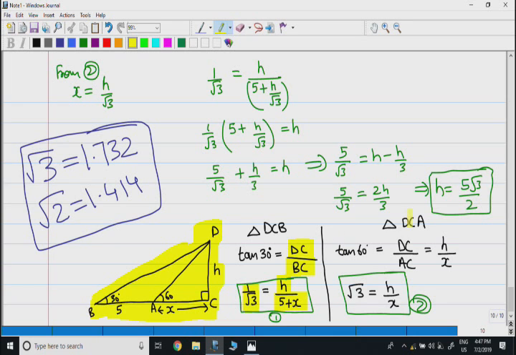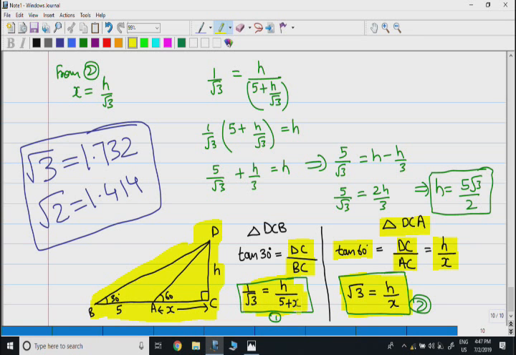Similarly, I have taken the second case, the triangle DCA, the smaller triangle, and in that one the angle is 60 degree. So tan of 60 degree is DC upon AC, which is H upon X. Substituting the value of tan 60, which is root 3, root 3 is equal to H upon X. So now I am getting two equations, equation number 1 and equation number 2.